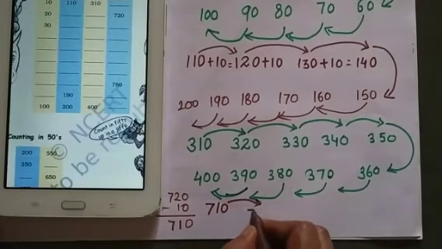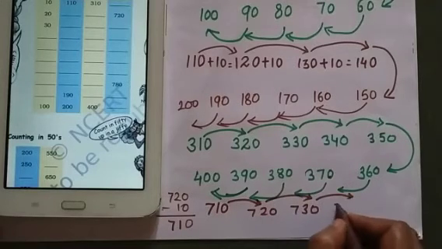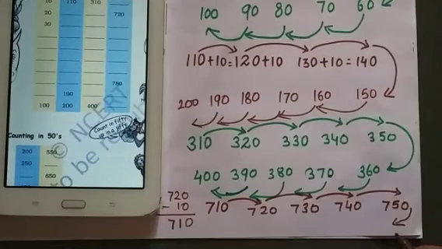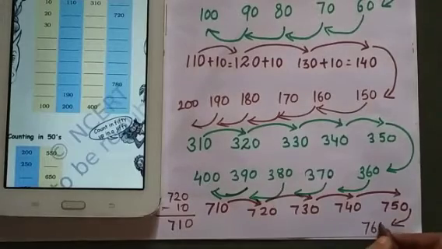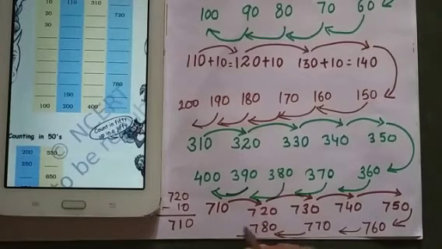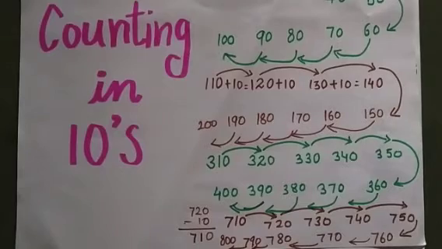Then 720, 730, 740, 750, 760, 770, 780, 790 and 790 plus 10, 800. So in this way, children, we enjoyed counting in tens.